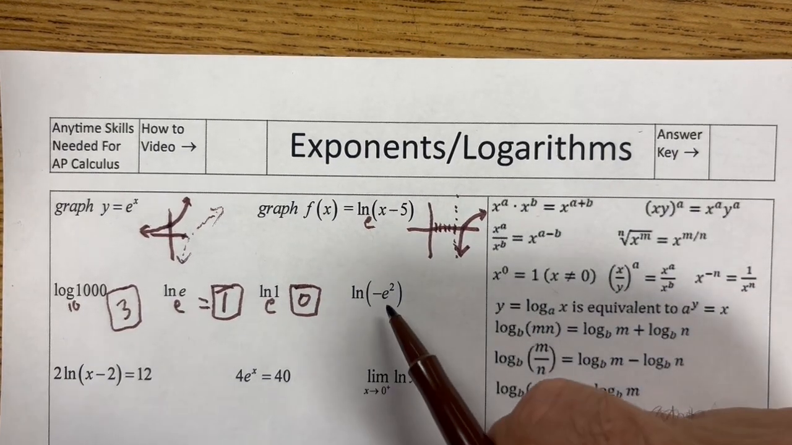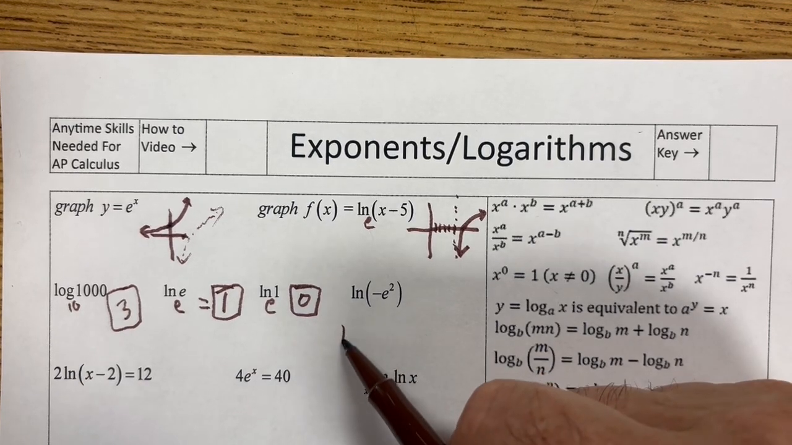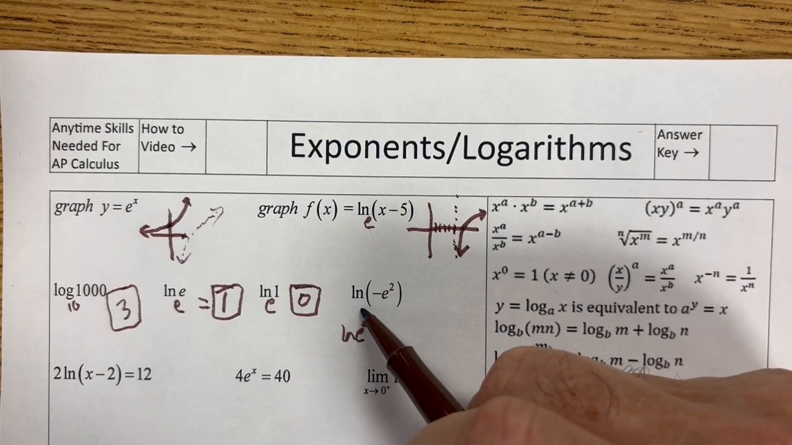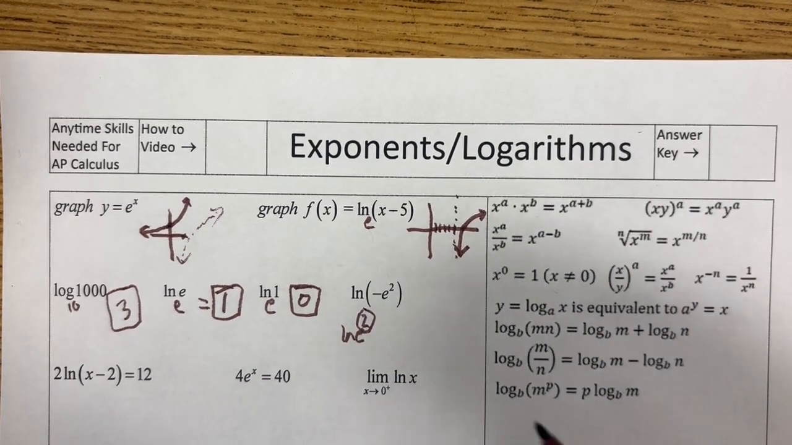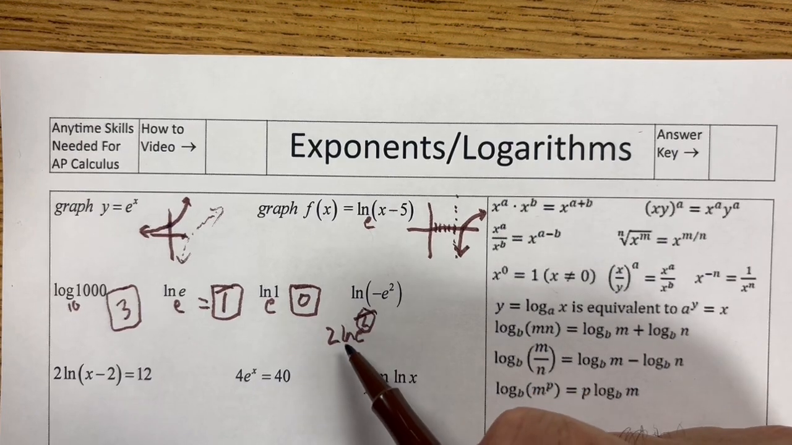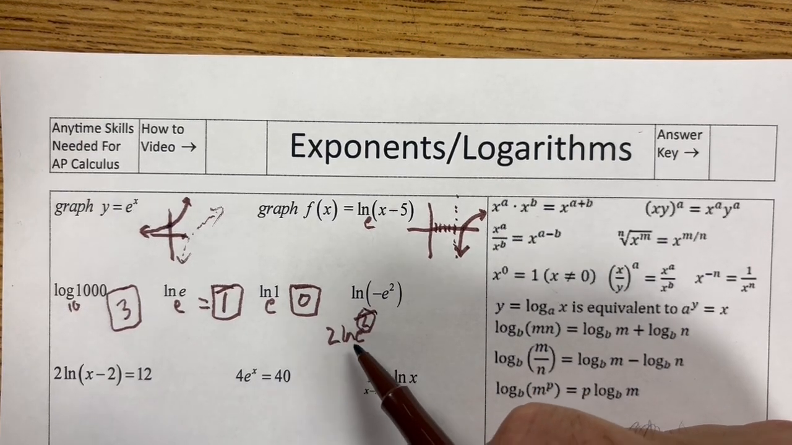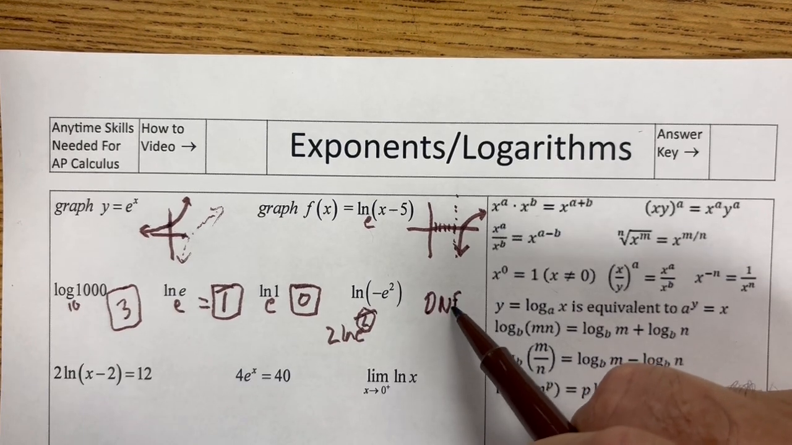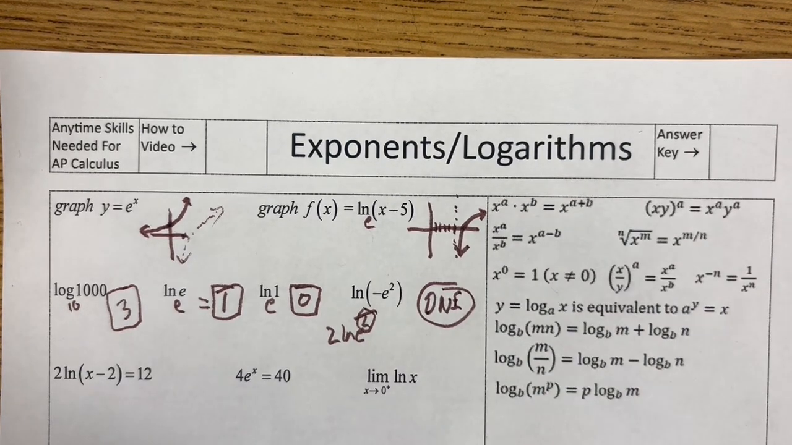All right, here's a little trick question here. If it was ln of e squared, then with the properties of logarithms, you can bring that 2 out front. And ln of e is just 1. 2 times 1 would be 2. But here, this does not exist because you cannot take the logarithm of a negative number.